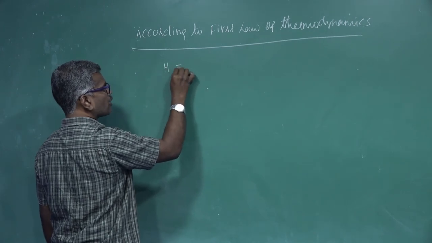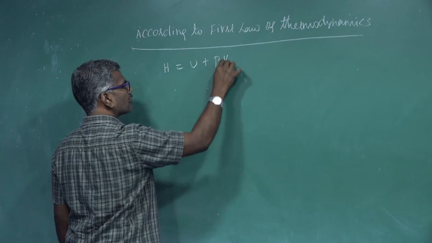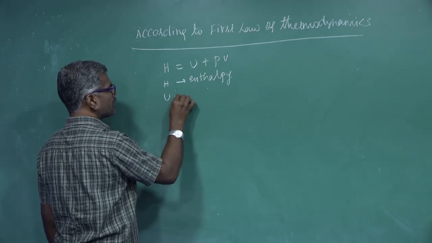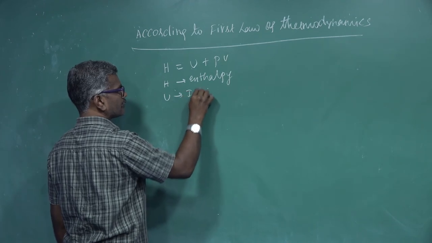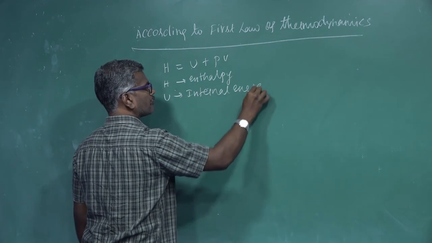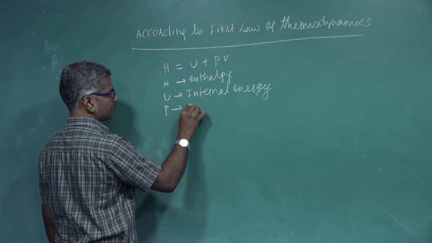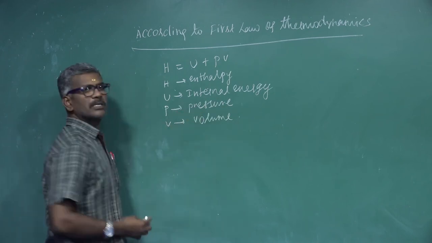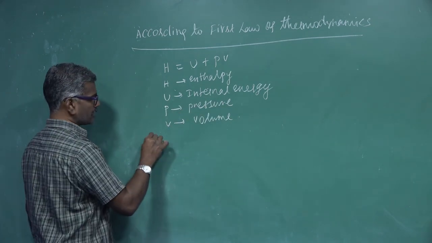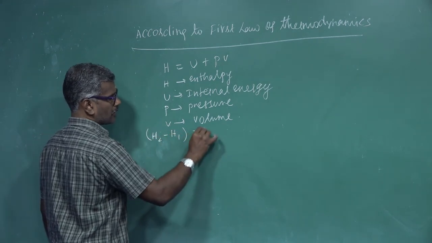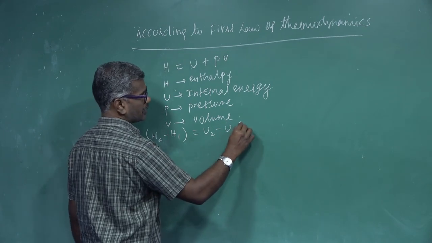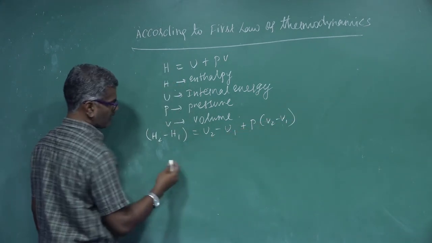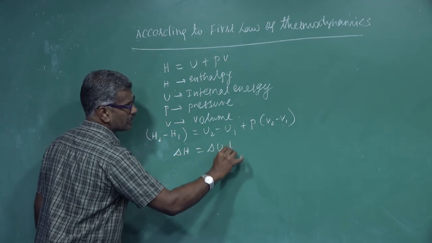That is H should be equal to U plus PV. Here H is nothing but enthalpy, U is nothing but internal energy, P is nothing but pressure, V is nothing but volume. If the system changes from initial to final, that is H2 minus H1, U2 minus U1, here P is a constant, so V2 minus V1, this equation becomes delta H equals delta U plus P delta V.